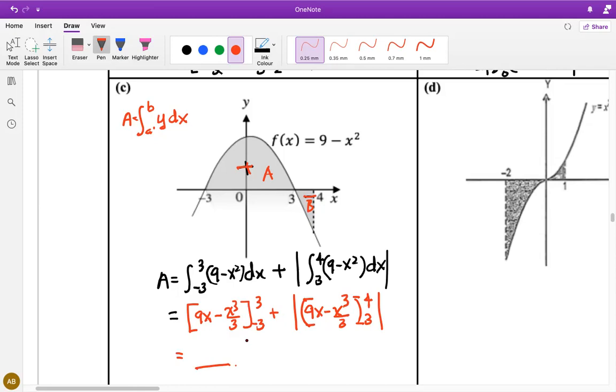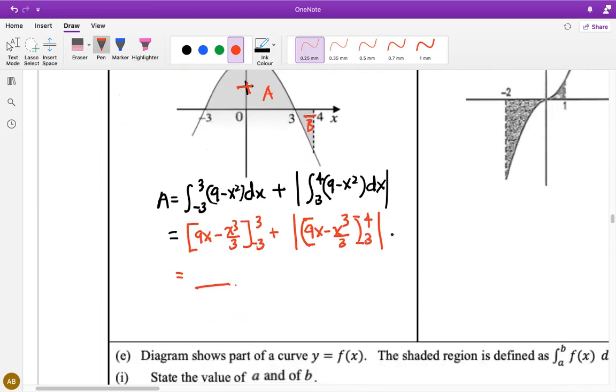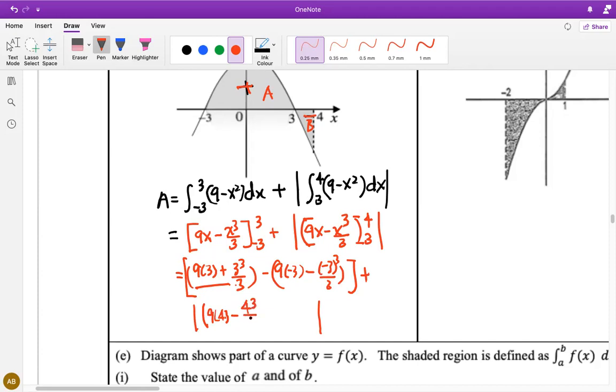All right, so substitute in. Remember in the exam, just writing the answer gets no marks. You need to substitute in. That means 9 times 3 minus 3 cubed over 3, minus the bracket 9 times negative 3 minus negative 3 cubed over 3. This part gets marks. Then you plus, and then modulus, remember. So from 3 to 4: 9 times 4 minus 4 cubed over 3, then you minus 9 times 3 minus 27 over 3. Okay, so you get your answer.